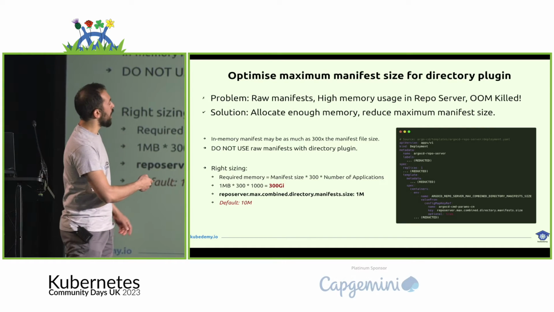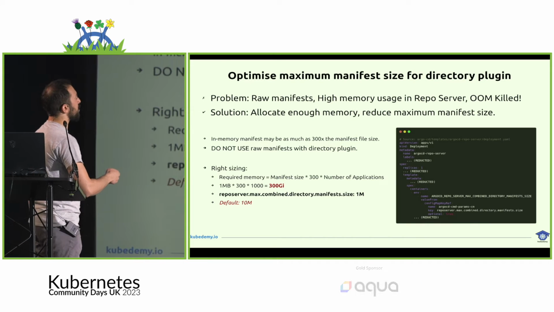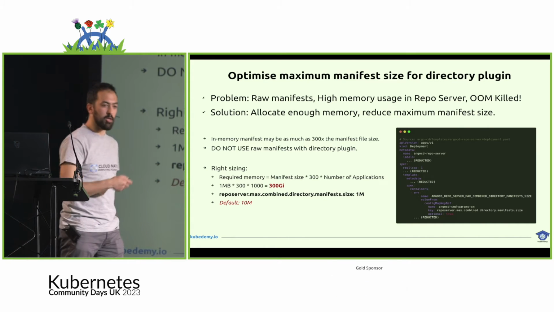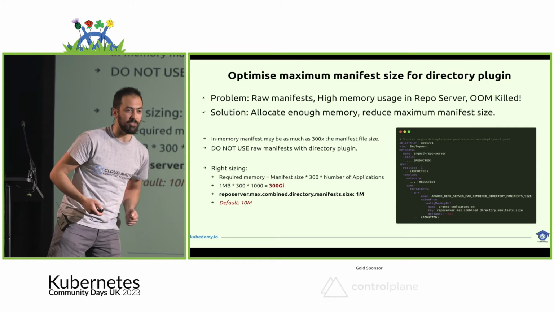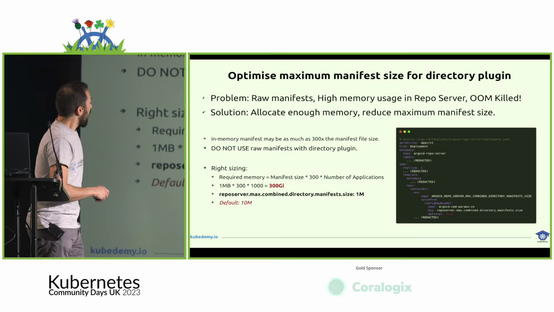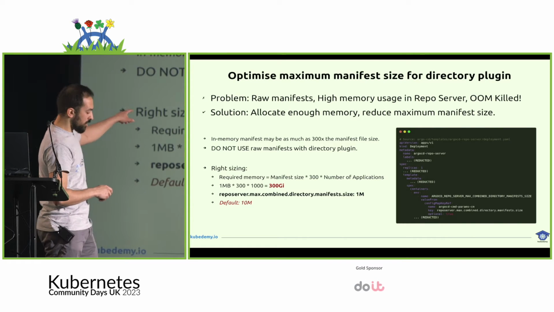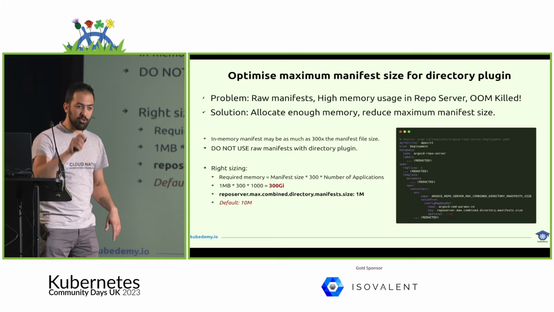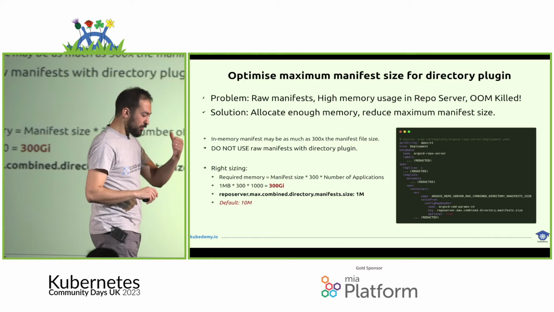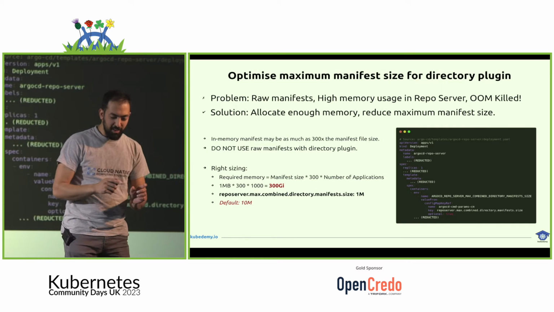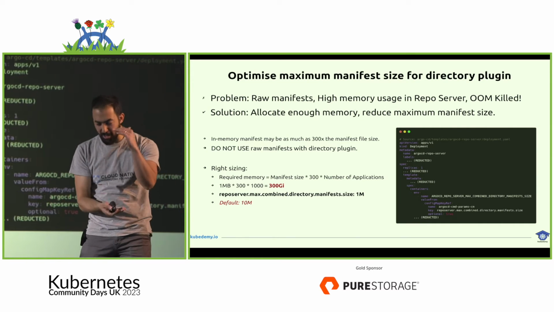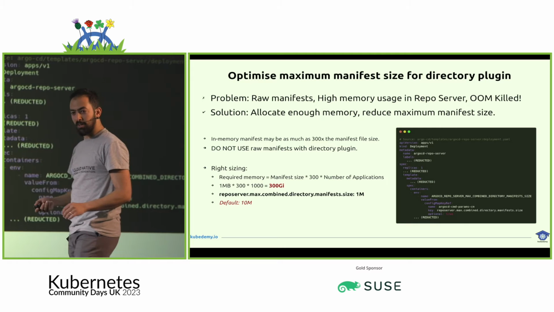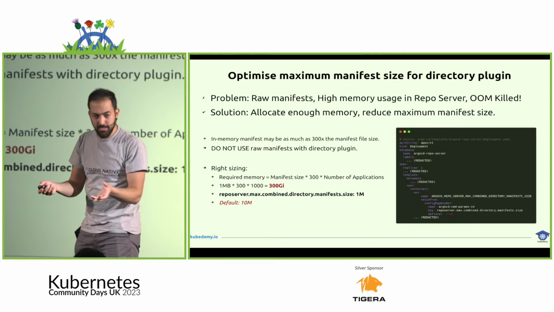The thing about raw manifests is that the in-memory manifest may be as much as 300 times more than the file size. And it's because of the Golang YAML engine. It's not about ArgoCD. Try to use Helm chart or Kustomize instead of raw manifests. Sometimes, in some companies, to deploy their application through ArgoCD, they template their Helm charts and make a ready-to-go template and push it to the GitHub repo, and ArgoCD sees them just like a raw manifest. Don't do that.